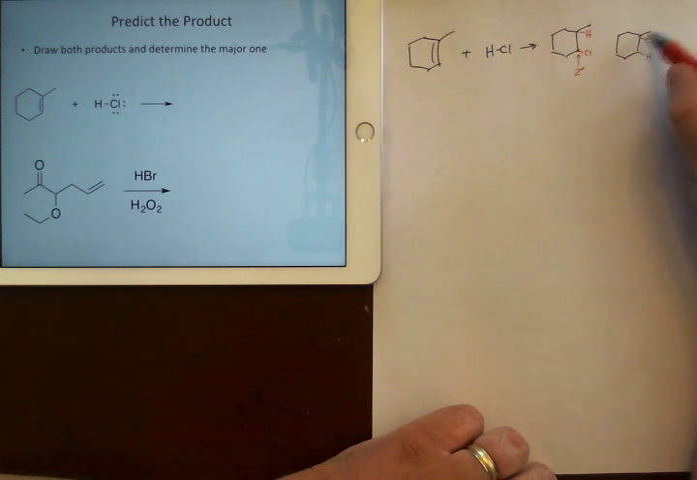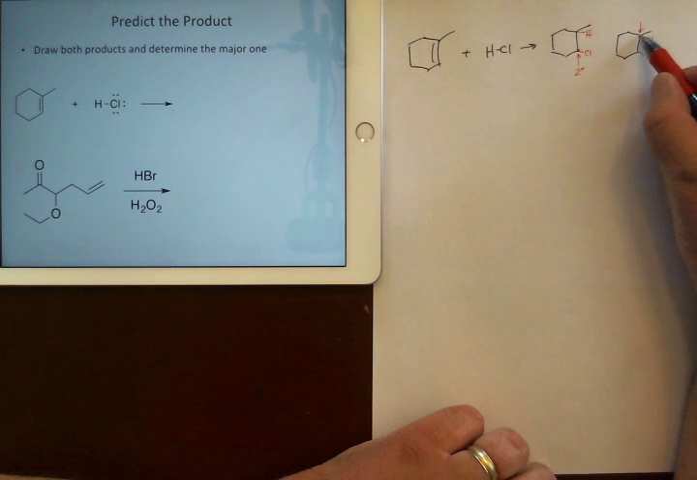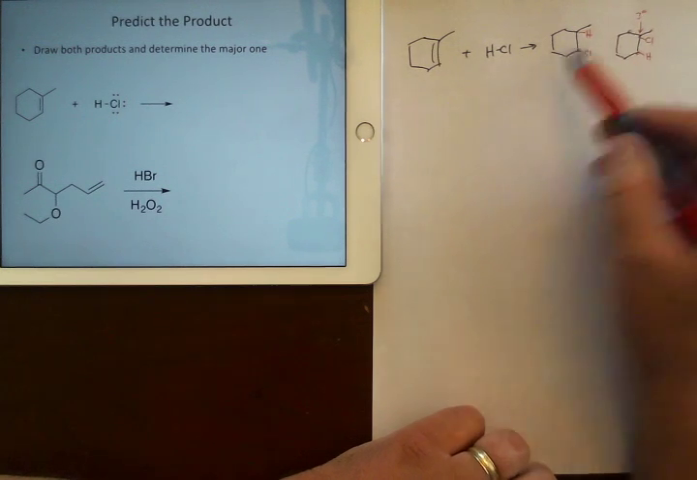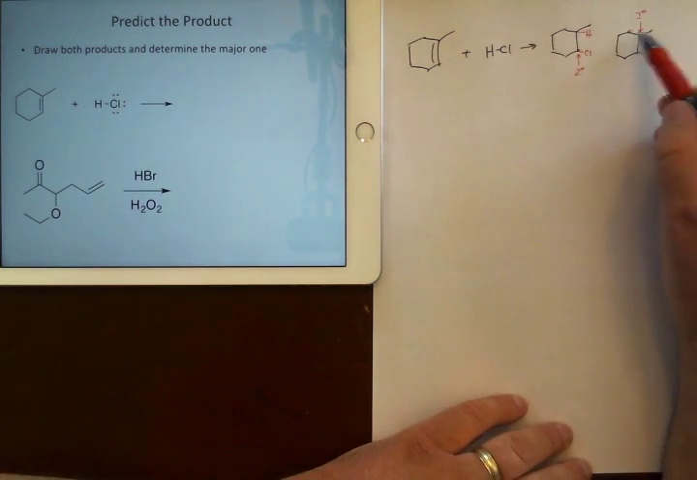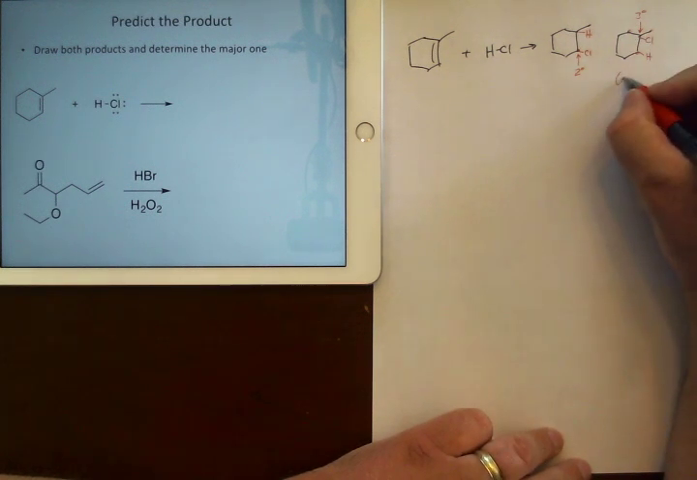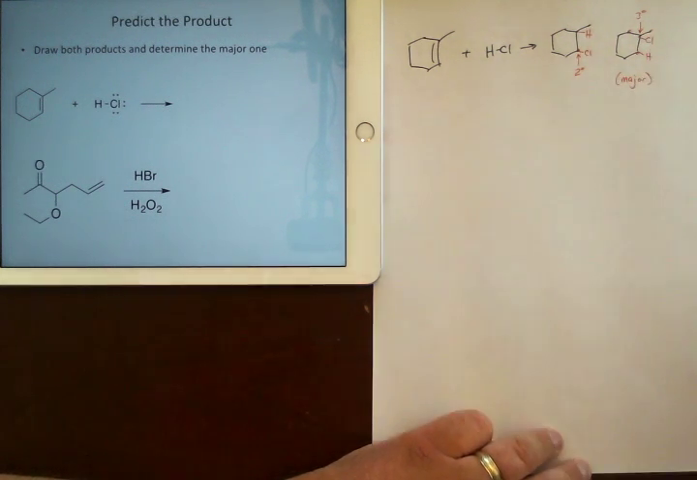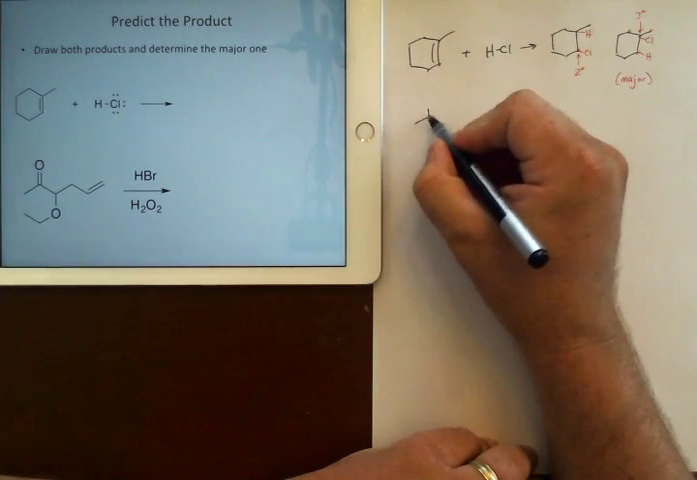Here, the carbocation would be there, and so this one would have 1, 2, 3 carbons associated. It's tertiary, so we know that for Markovnikov, because you don't have peroxide, you're going to put the halide on the more substituted side. So this is going to be the major product.